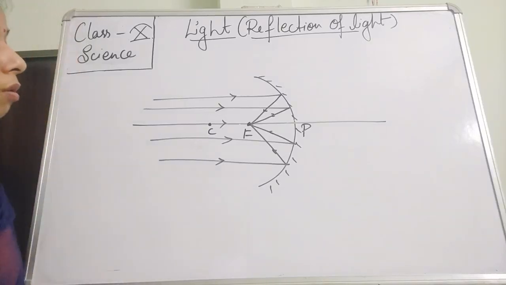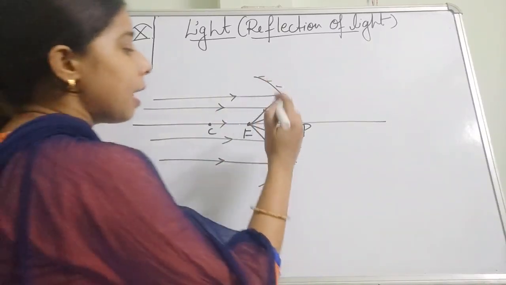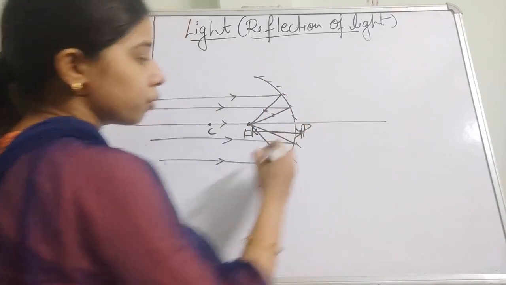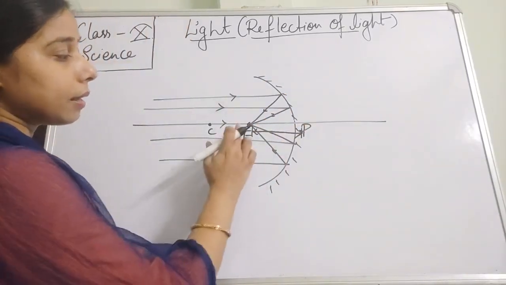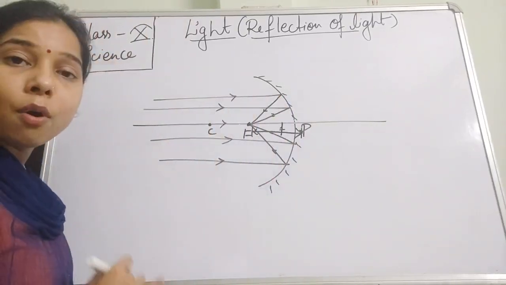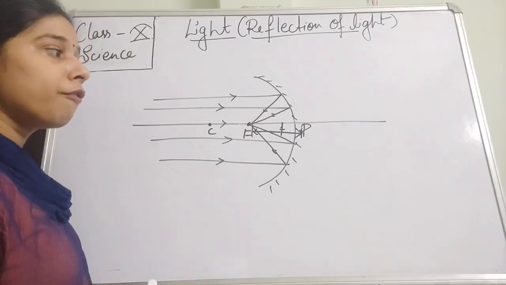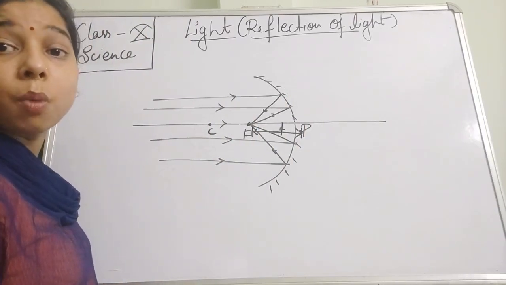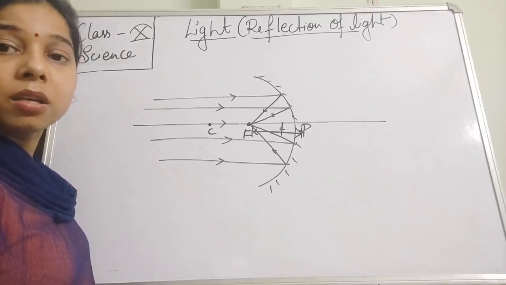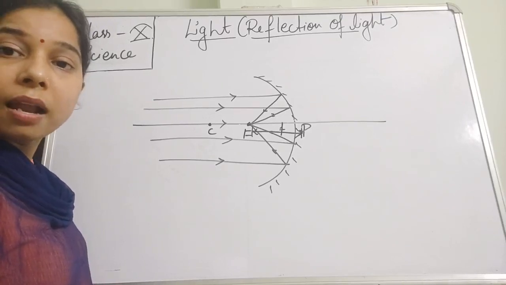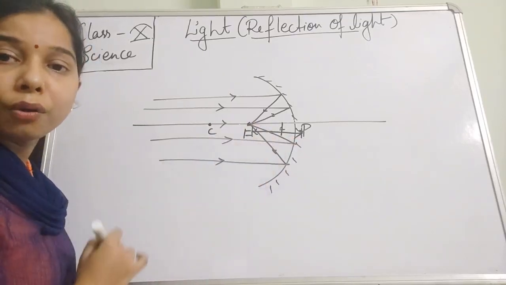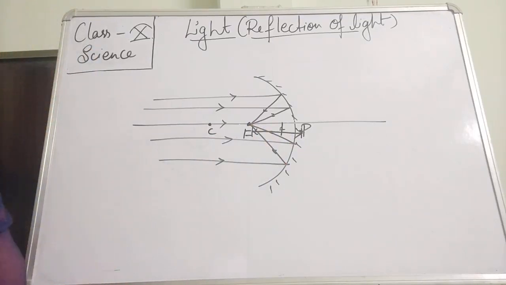I would also tell you about another concept, and that is the concept of focal length. So this time I will show you what the focal length is. The distance between the focus and the pole is called the focal length. Here the focal length is represented by small f. Capital F is the principal focus, and small f is the focal length. Focal length is the distance from the focus to the pole of the mirror, students.